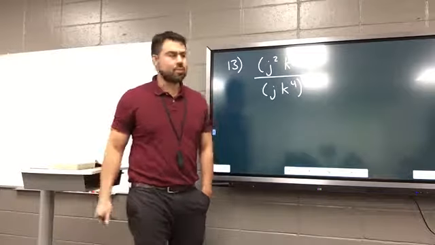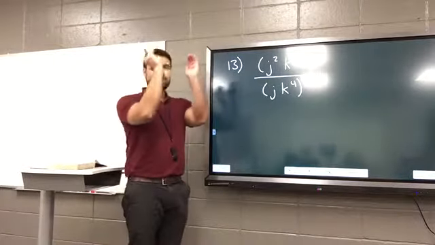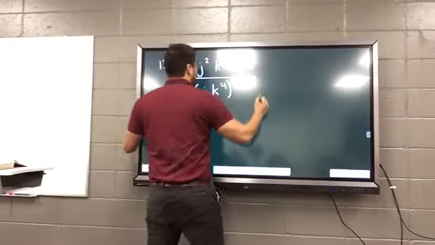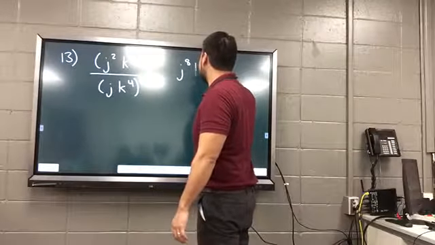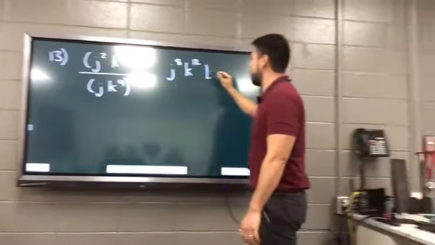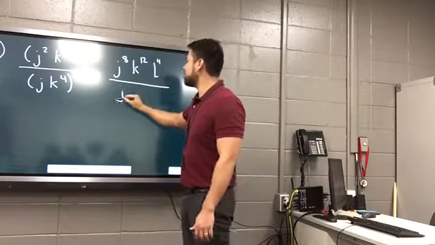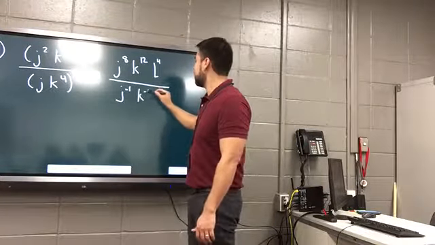Okay, you can keep working on these problems. My first step is to get rid of those exponents outside the parentheses, and I'm going to do that in the numerator and the denominator. All right, so I get in the numerator j to the 8th, k to the 12th, and L to the 4th. In the denominator, I get j to the negative 1st, k to the negative 4th.